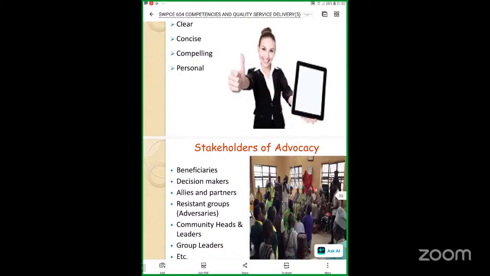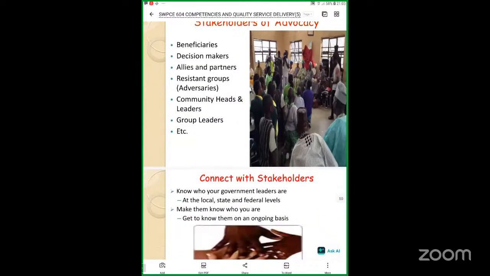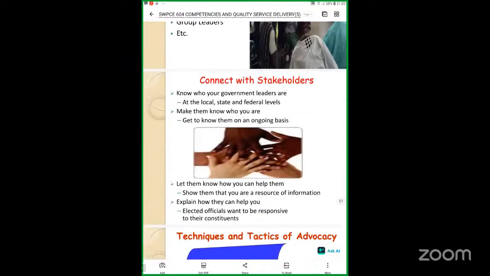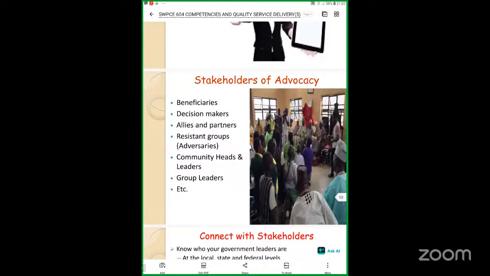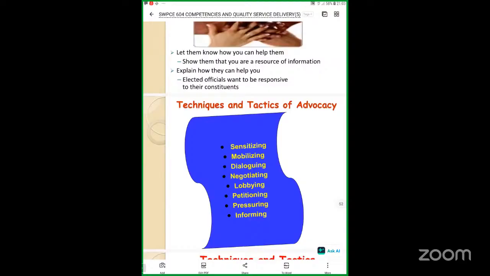Who are the stakeholders in advocacy? Of course, beneficiaries, decision makers, partners, community heads, group leaders, adversaries, and so on and so forth. You need to connect with stakeholders as well. Because by the time you identify the stakeholders of advocacy, you'll be able to know those that you can deal with. Don't disconnect with them. What are the techniques and tactics of advocacy?